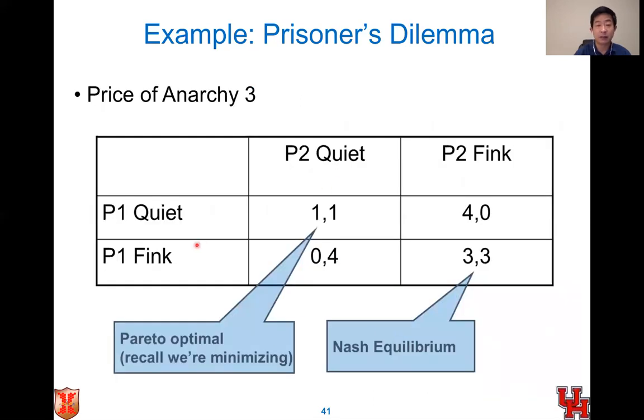If they both stay quiet, they will have the payoff of one year each. If one of them blames the other, the one blaming gets witness protection and is set free, and the other goes to jail for four years, and vice versa. But if both blame each other, the police know everything, so they will both go to jail for longer. So this is the Nash equilibrium, and this is the Pareto optimal or centralized solution. What is Pareto optimal? Pareto optimal means that you cannot improve your performance without hurting the other's performance.